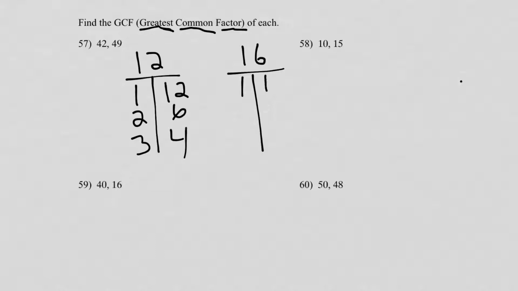Okay, 16 by 1 is 16. 16 by 2 is 8. 16 by 3 doesn't go. 16 by 4 does, and the result is 4. So what we're looking at is all factors of 12 and 16. So we pick the largest one. And I look on my list, 2 exists on both lists. Is there something bigger? Oh yeah, what do you know? 4 is there. 4 is the GCF, the greatest common factor between the numbers 12 and 16.